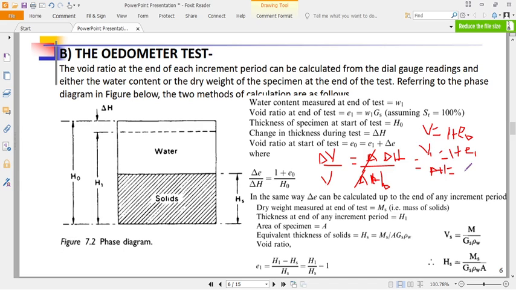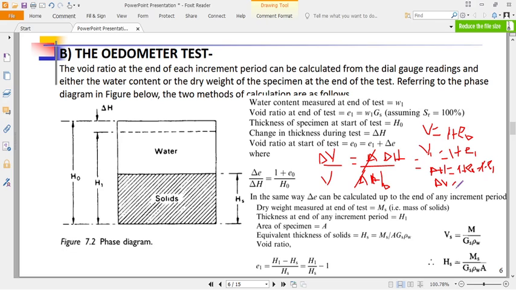Now the change in volume is equal to 1 plus e naught minus 1 minus e1. This minus that, so you find that the 1 will cross out. Therefore, our change in volume dV is equal to e0 minus e1. Is that okay? And e0 minus e1 is the change in what? Change in e.